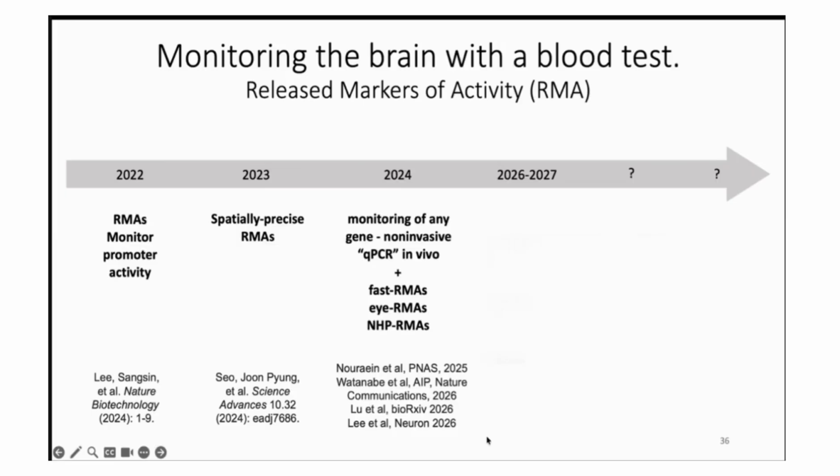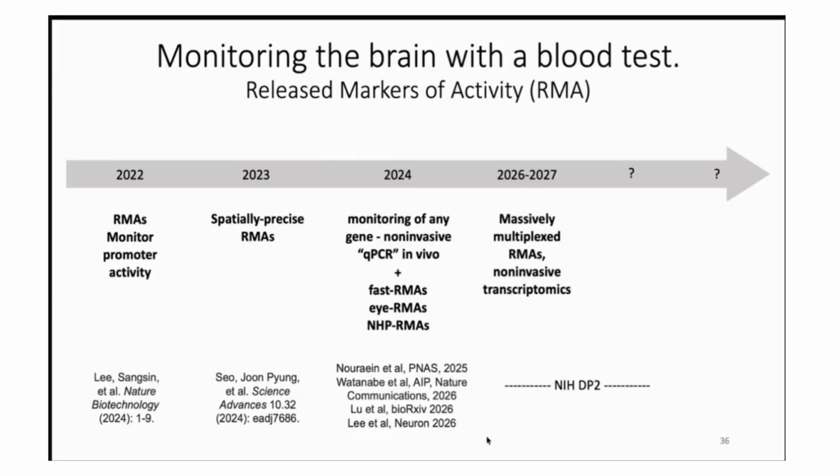Most of them got published in various places, where we developed this non-invasive qPCR, trying to make the measurement of transcript scalable. We have developed fast RMAs, which means you can erase them from the blood to suppress the baseline, and that actually allows you to speed up the time scale of monitoring. We checked them in eyes and developed a translational non-human primate version.